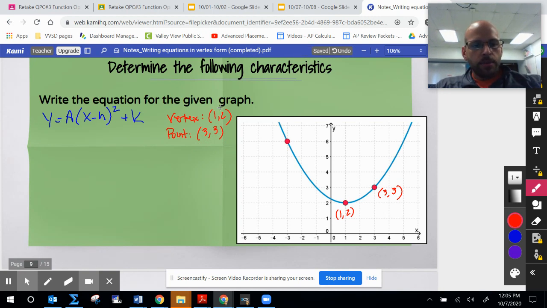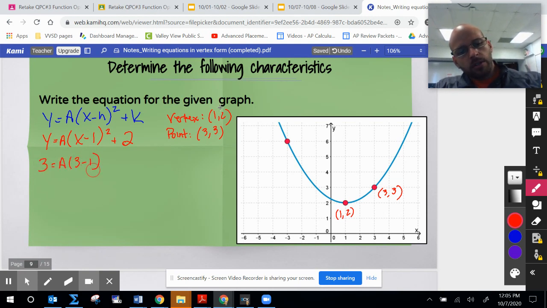And I'm going to substitute in the vertex. So x minus my h value, which was 1, squared, plus 2. Don't forget your squared. Now I'm going to plug in my point. The y value was 3. The x value was 3.